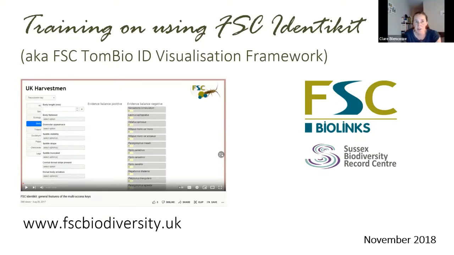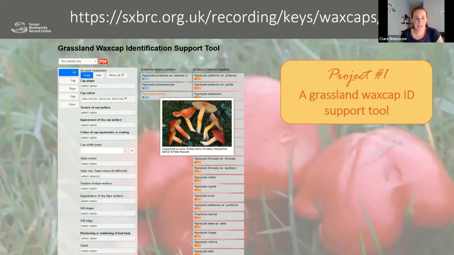And I thought, if you put together that quick key with all the information in David Bortman's book in terms of the characters and the different parameters for these features, then you could put together an FSC Identikit tool for grassland fungi, for waxcaps. So I thought I'll have a go. It'll be a good learning project. So that was project number one. And this is online now. You can find it at the link there, or just type in grassland waxcap identification tool, and you should come across it.